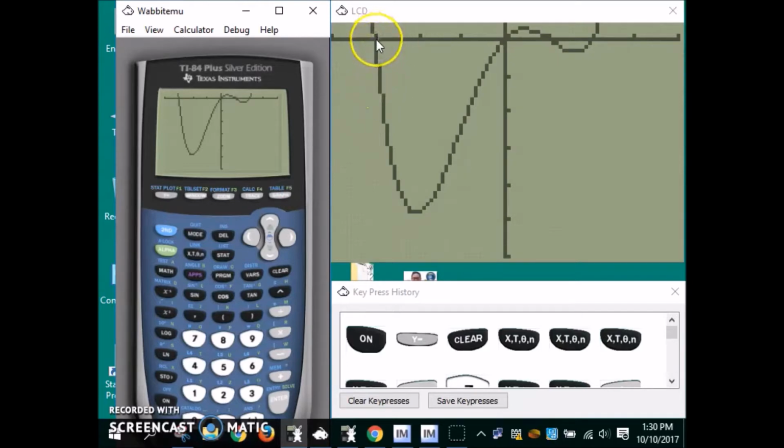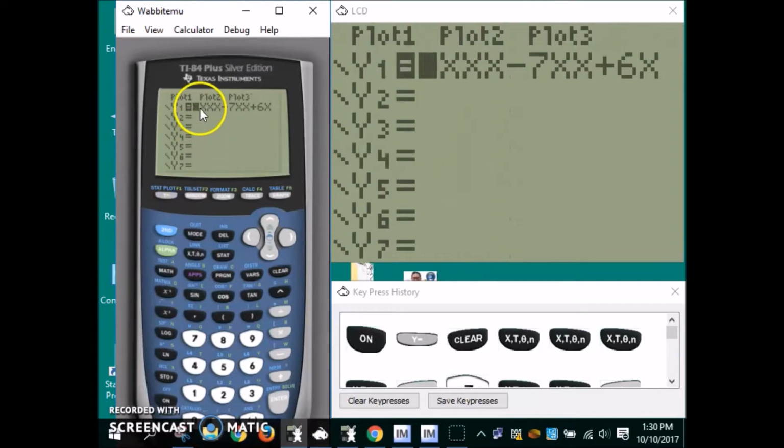Count with me. Ready, set, go. 1, 2, 3, 4. So this graph was to the 4th power, and I've noticed that it actually crosses the x-axis at a maximum of 4 times.